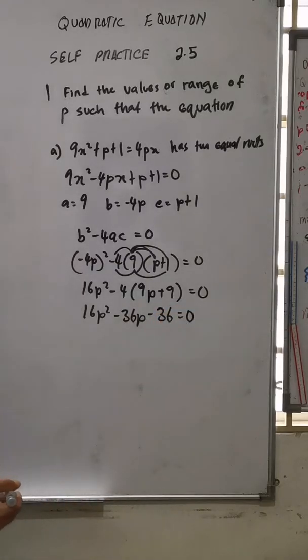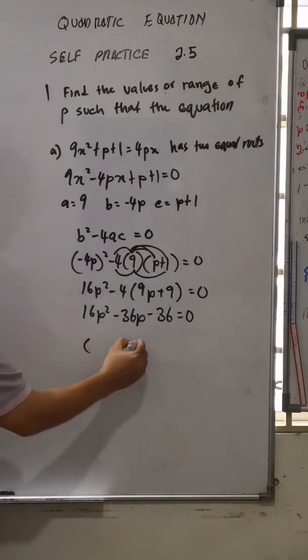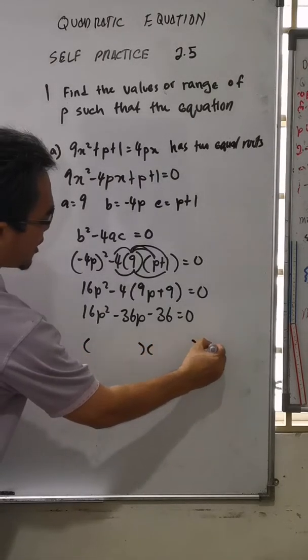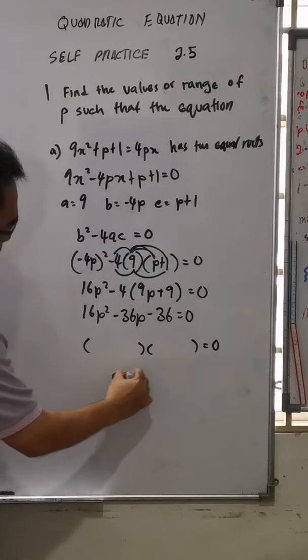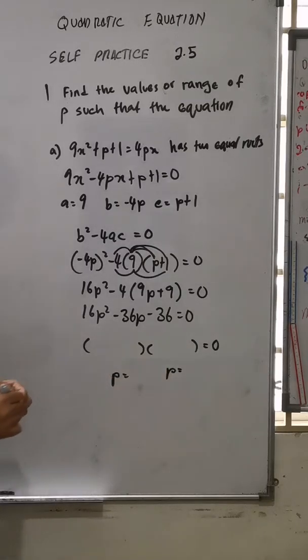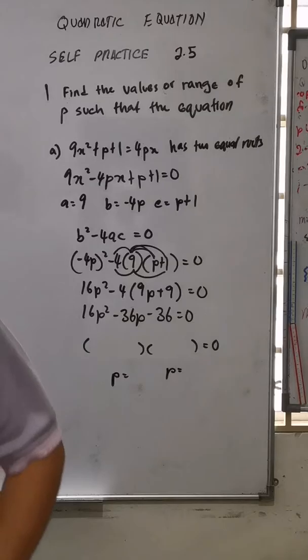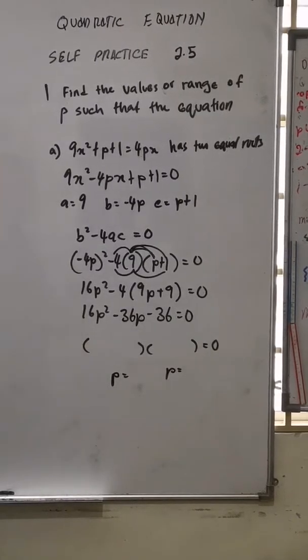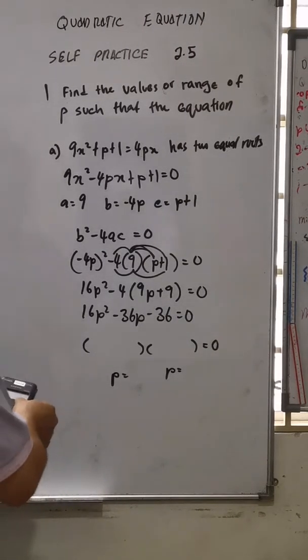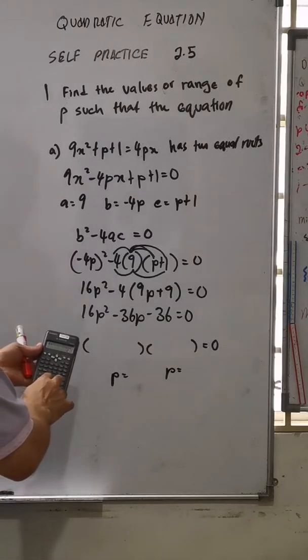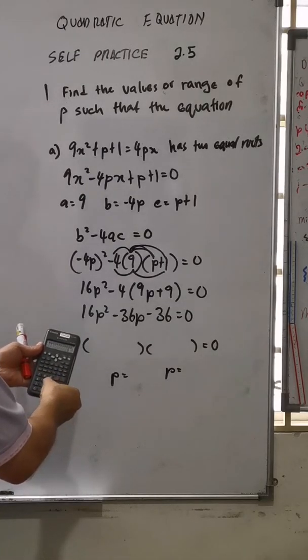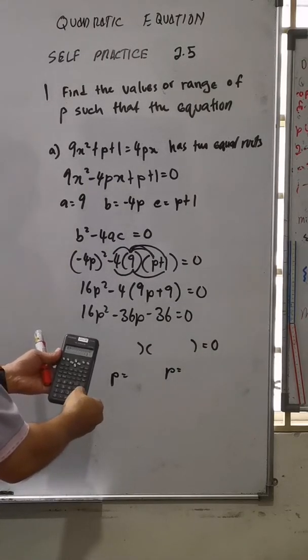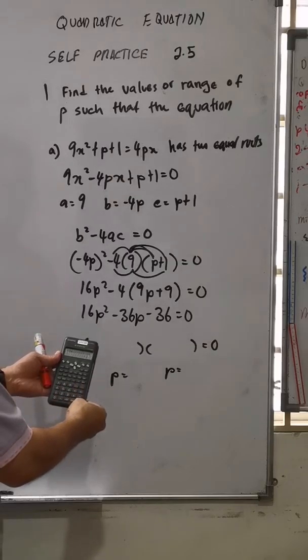Okay, so this is a quadratic equation. Most probably you can find the value of p using factorization. So I just prepare myself to get the value. Okay, so the value of A will be 16, B is negative 36, and C is negative 36.